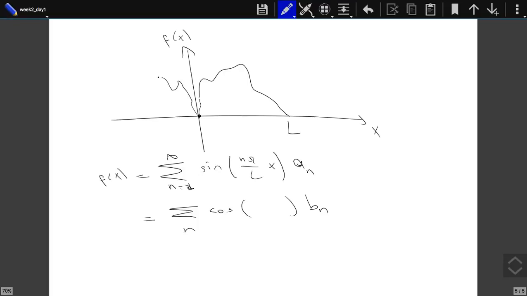I can consider it as such a function, and I should be able to write it as a cosine series also. Yeah. Okay, it does exist as a cosine series. This is a different Fourier series for exactly the same function.